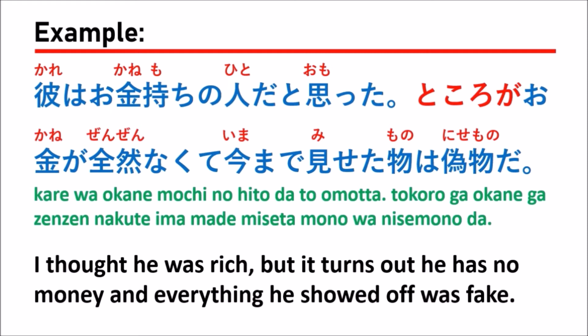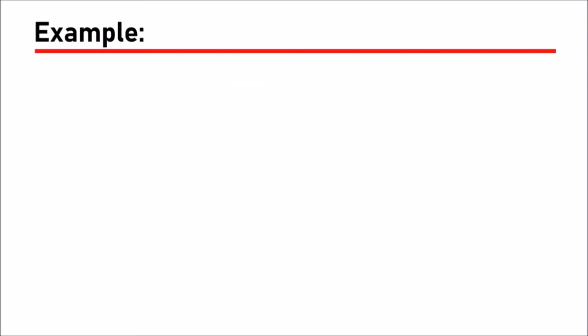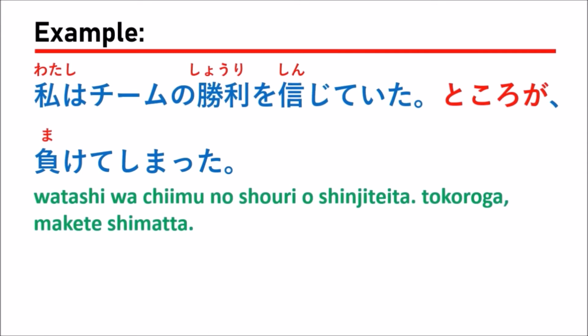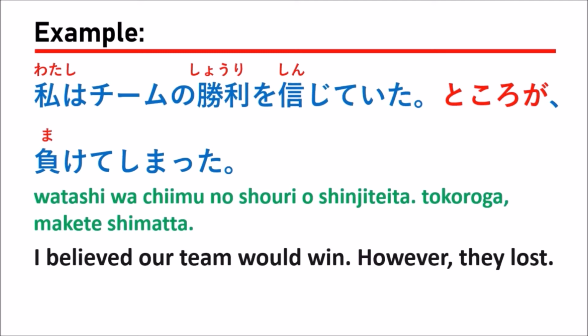Let's see the next example. 私はチームの勝利を信じていた。ところが負けてしまった。Which means I believed our team would win. However, they lost. Are you seeing here?